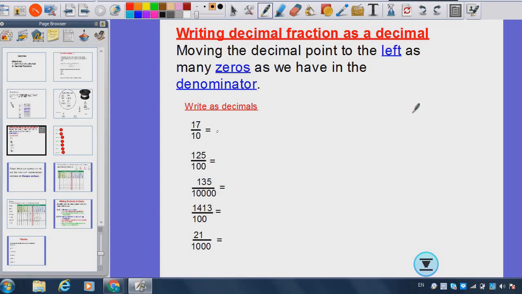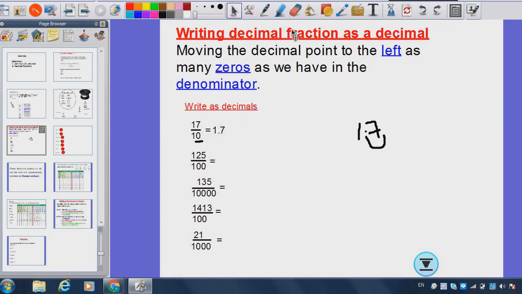So 17 divided by 10. I will write that 17. I will put a decimal point. Always I will put the decimal point right to the ones digit, so it will be here. Now I am going to move the decimal point to the left by how many digits? Depending on the zeros. I have only 1 zero in the denominator, so I am going to move it only 1 digit, so it will be 1.7.